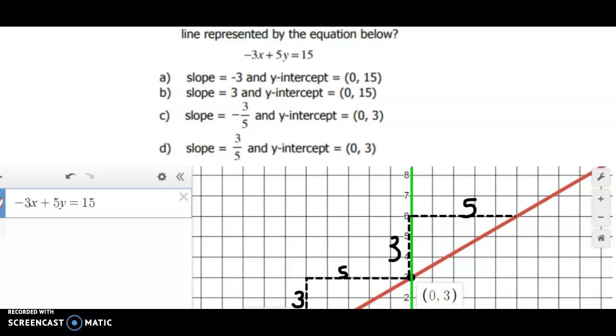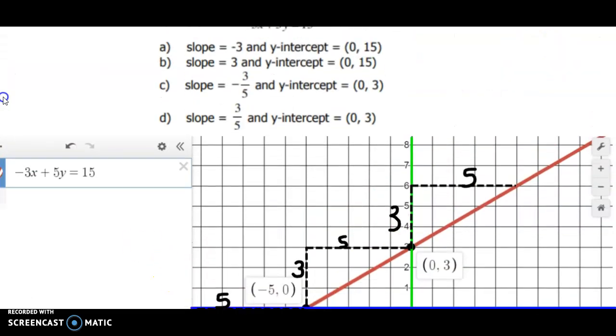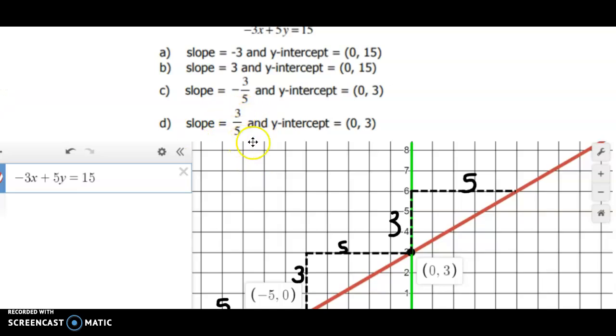The next thing we need to do is find our slope. When you're finding your slope, make sure you put a point where it crosses through the corner of a square evenly, and you can see I've done that here with these little black dots. I go up 1, 2, 3, over 1, 2, 3, 4, 5. So up 3 over 5. My slope is going to be 3 over 5. This line is going up, so it is a positive 3 over 5 with the y-intercept at (0, 3).